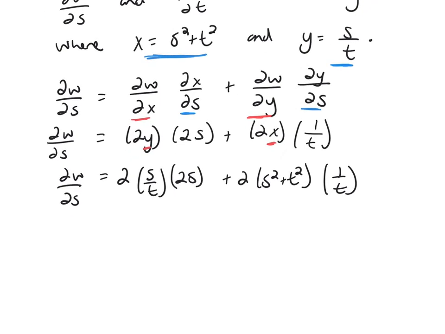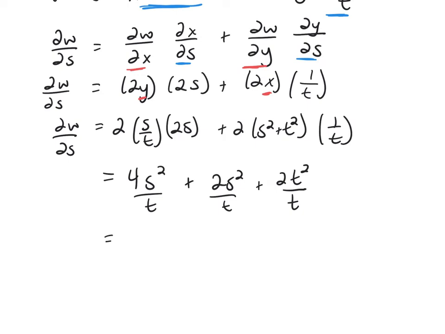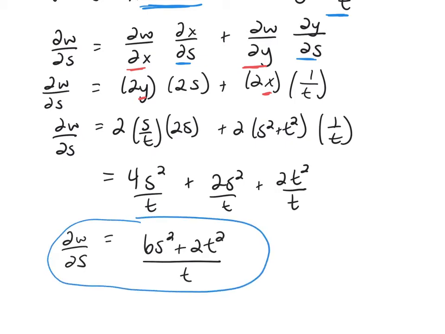So you could leave it like this, or if we simplify, let's see, 4s squared over t plus 2s squared over t plus 2t cubed, or sorry, 2t squared over t. So if I combine this together, you would get 6s squared plus 2t squared over t. And if you compare this with what you got when you did substitution, you would see that that is the exact same thing you got.